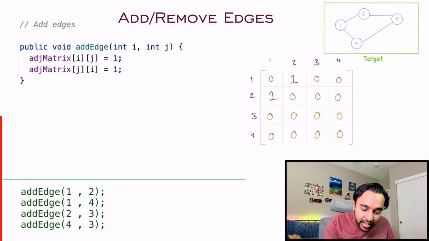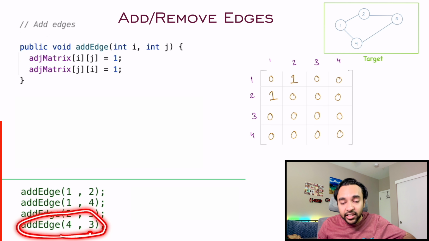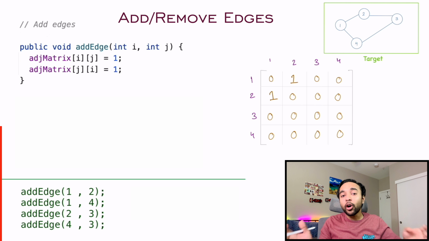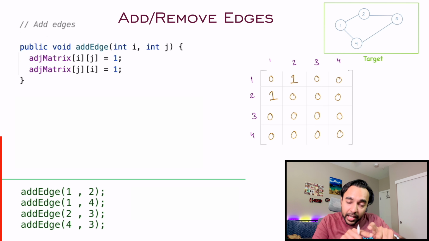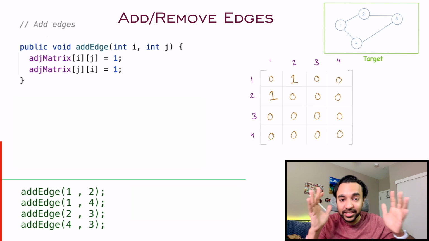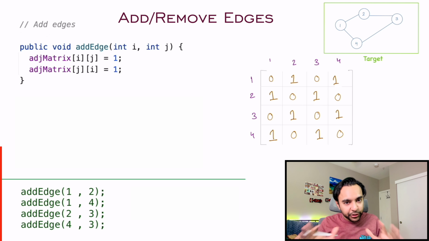Notice that you can change the order over here. You can either do add edge 4, 3 or you can also do add edge 3, 4. This is gonna update your adjacency matrix to represent the state of your graph. So far so good, we have now added all the edges.